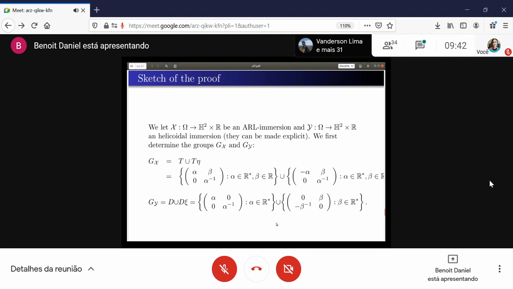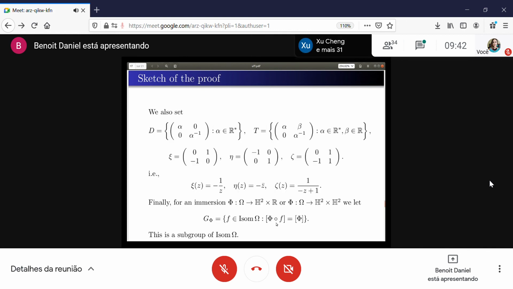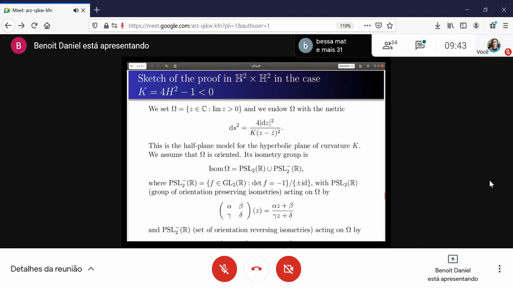Okay. So now what is the sketch of the proof? So to get my PMC isometric immersions, I forgot to say that I will explain the proof only in this exceptional case, which is the most difficult one, actually. I will just explain the proof in the case where k is 4H² minus 1 negative, in H2 plus H2.